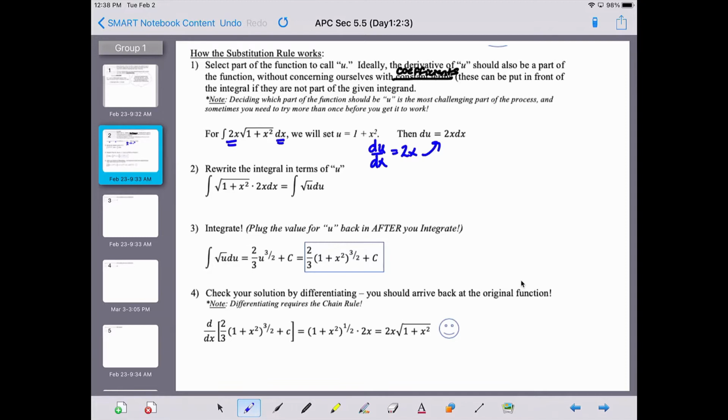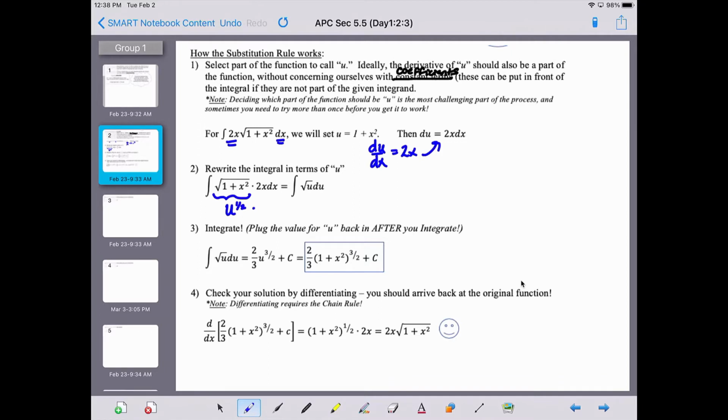So then step number 2 is we're going to rewrite the integral in terms of u. So this part, the square root of 1 plus x squared, well, if I let 1 plus x squared be u, then this part is going to be u to the, and I'm just going to write the square root as the 1/2 power, or the square root of u, it doesn't matter.